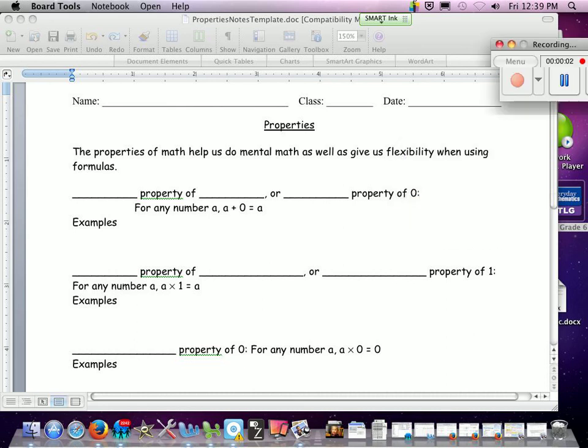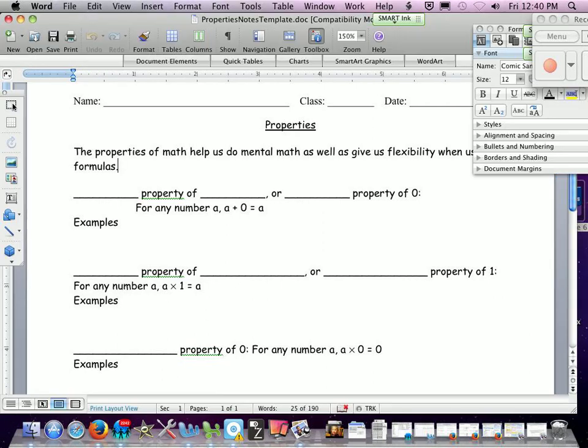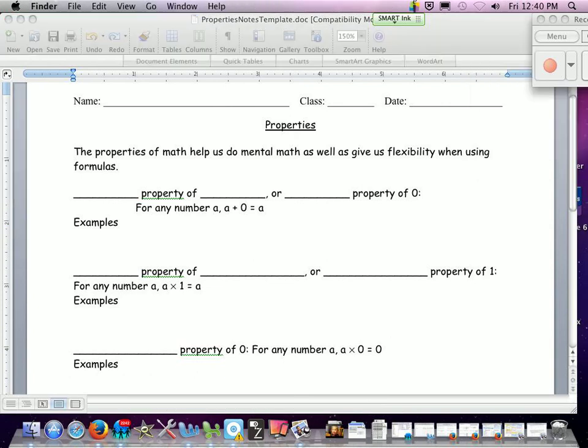We're going to record the notes for today because we're going to emphasize the algebraic piece a little bit more than the one that's currently on YouTube. So the properties of math help us do mental math. So we saw that with 5 times 28, you can do 5 times 20 plus 5 times 8.